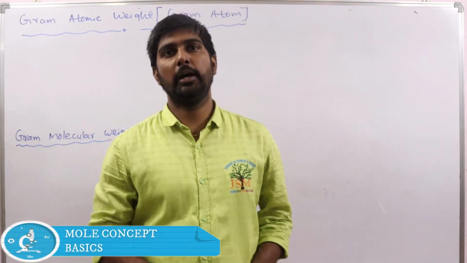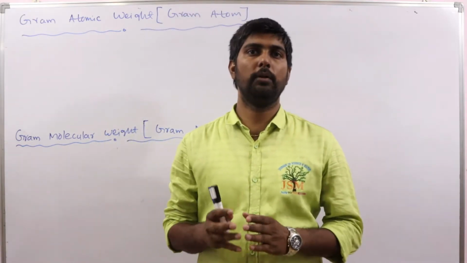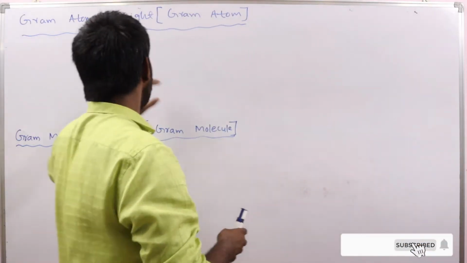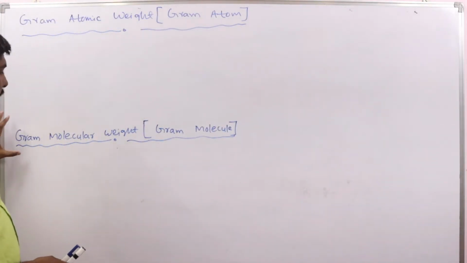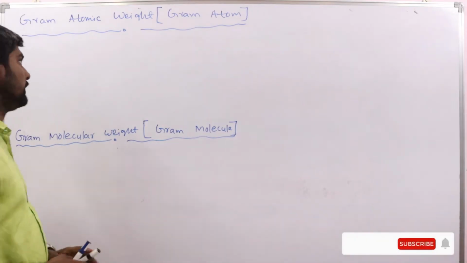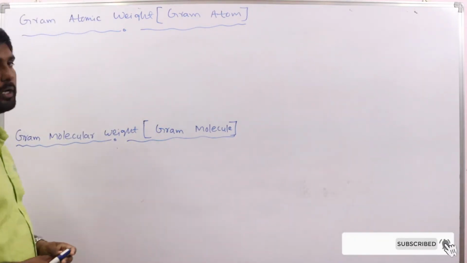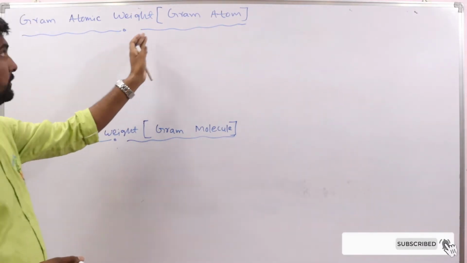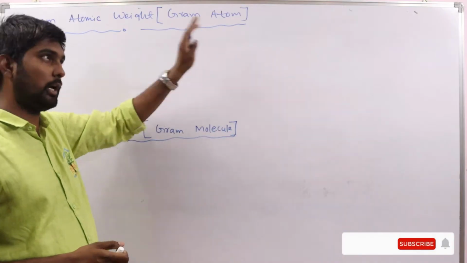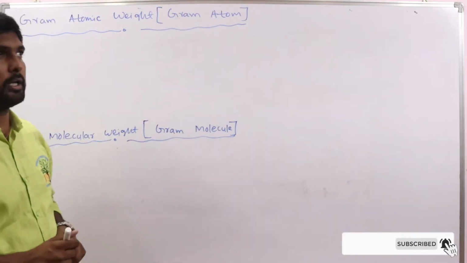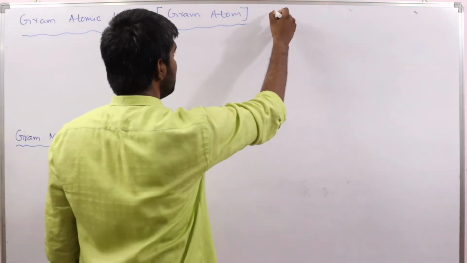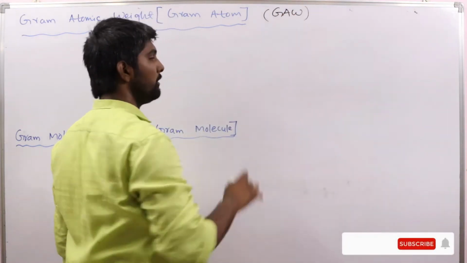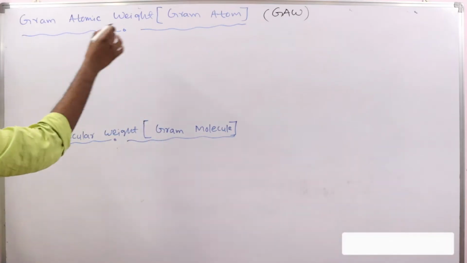In this lecture, we are going to discuss one important and fundamental topic from the mole concept, that is gram atomic weight and gram molecular weight. First of all, we will start with gram atomic weight. So, what is gram atomic weight? This can also be called gram atom. Simply, it is written as GAW, gram atomic weight.